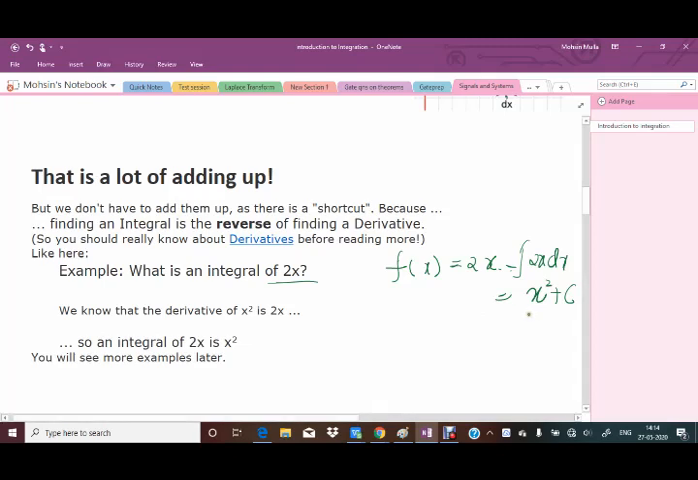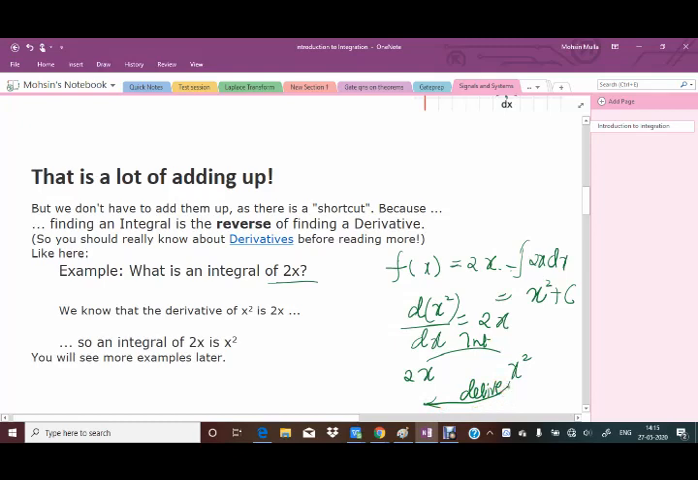How did we arrive at this particular term x square plus c? Because when we obtain the derivative term, we know that the derivative of x square is going to be 2x. Therefore if you are obtaining the integration, it is the reversal. So the integration of 2x will give us x square.